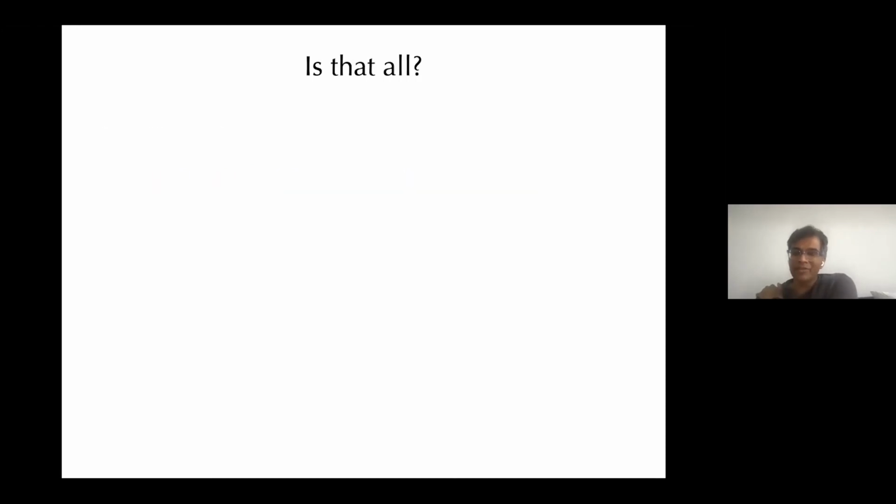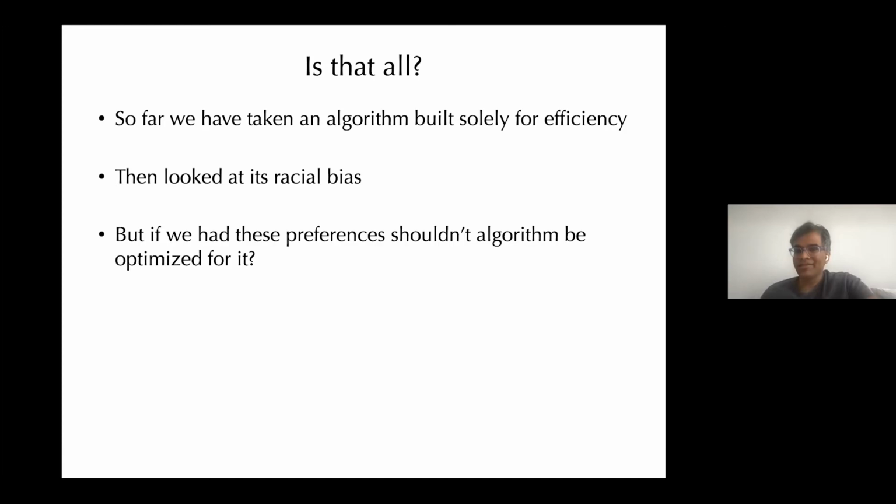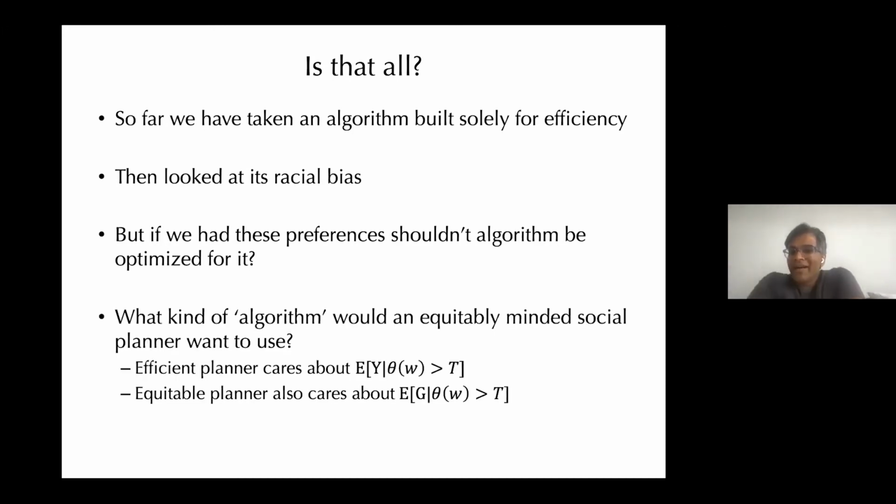But I'm still beating around the bush. Is that all we can do? Well, let me point out that so far we've taken an algorithm built solely for efficiency, then looked at its racial bias. Well, if we have preferences for equity, shouldn't the algorithm be optimized for it? This is very common, I find: you build an algorithm for one purpose and you say, well, let's look at its equity properties. But if we're building an algorithm and we care about equity, we should build an algorithm that incorporates equity preferences. What kind of algorithm would an equitably minded social planner want to use?